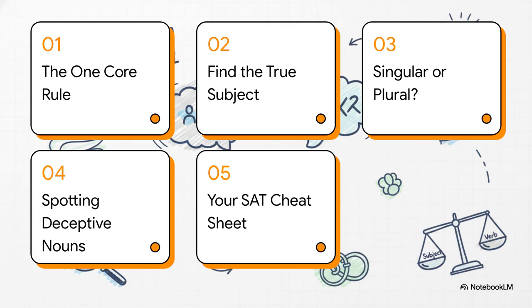So here's our game plan for cracking that code. First, we're going to lock down the one core rule you absolutely have to know. Then, we'll dive into the 3 biggest traps: finding the true subject, figuring out if a subject is singular or plural, and spotting those sneaky, deceptive nouns. And to wrap it all up, we'll build your ultimate SAT cheat sheet.